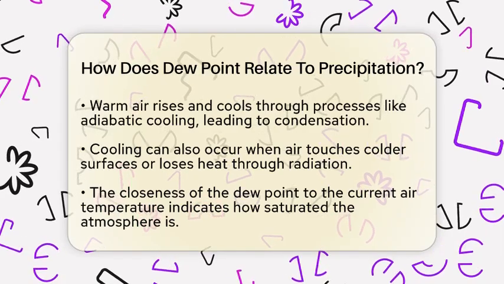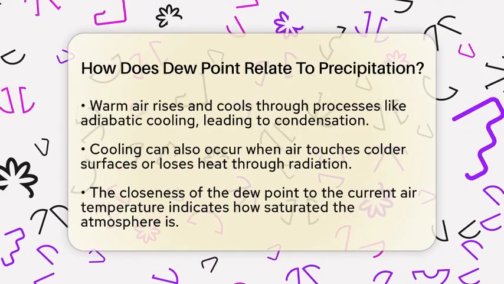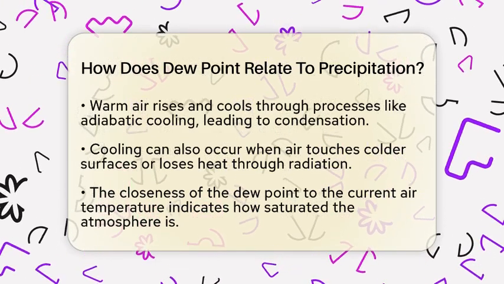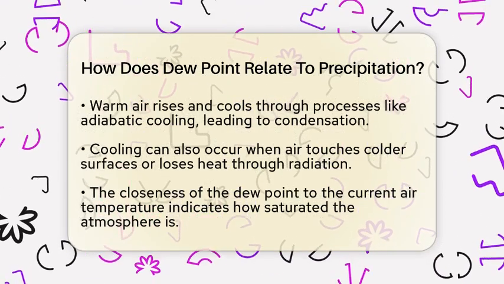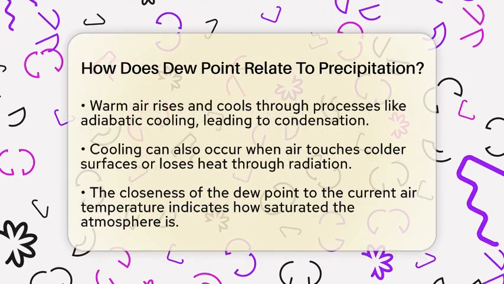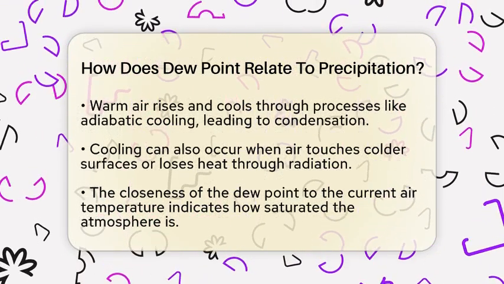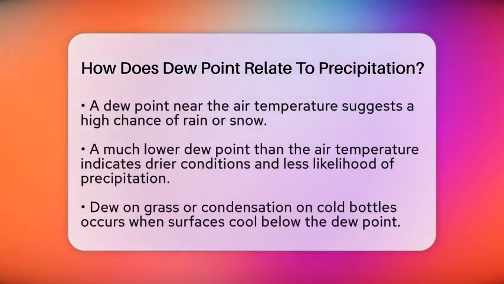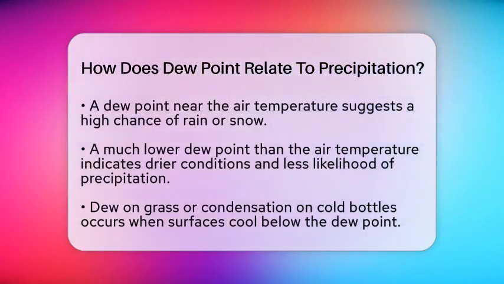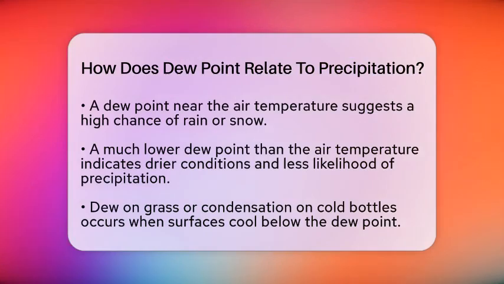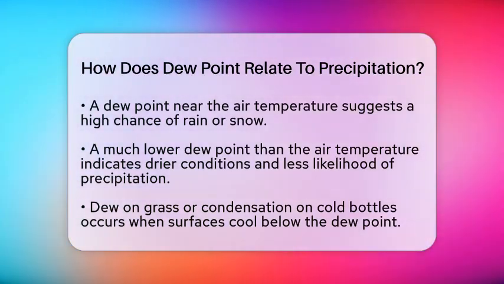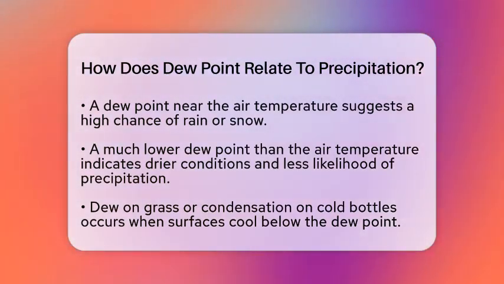When the air cools to its dew point, the water vapor condenses onto tiny particles called condensation nuclei, like dust or salt. This process creates clouds. As more vapor condenses and droplets grow, they become heavy enough to fall as precipitation. The dew point is a critical marker for when this process begins.